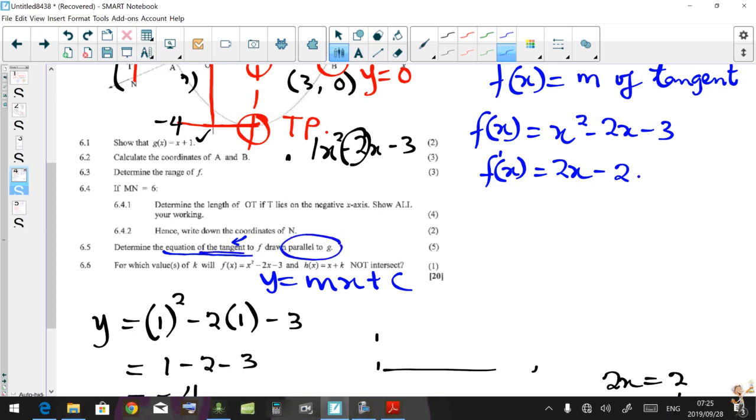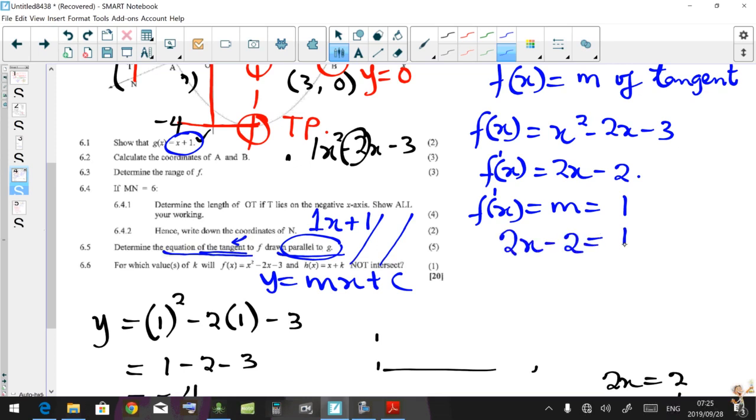Let's pause there. Now, they said it is parallel. So, my tangent is parallel to g. What do we know about parallel lines? They have equal what? Gradient. It means that this f prime of x, which is equal to the gradient, is equal to 1. How do I know it's 1? Remember, equation of g is x plus 1, which means our gradient is 1. Therefore, 2x minus 2 equals 1. 2x equals what? 3. x therefore is 3 over 2.